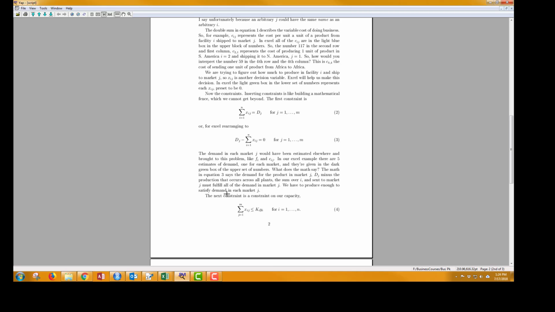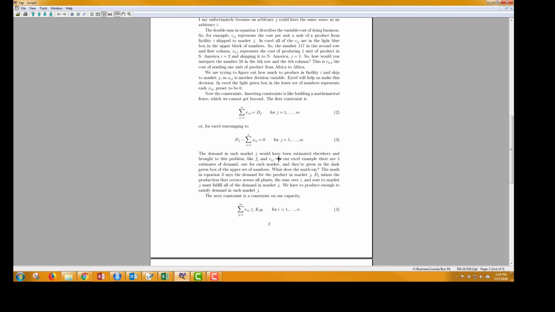In Excel, we arrange that constraint a little differently. It's going to be the demand in market J minus the sum of the production across each of the production facilities that will be shipped to market J has to equal 0. I just did a little algebra. All I did was subtract this sum off of both sides of the equation, which left one side of the equation equal to 0. This will make Excel easier to work with.